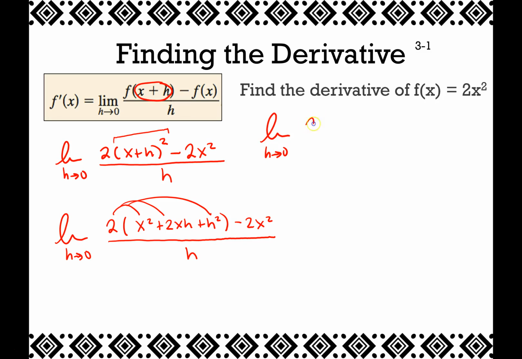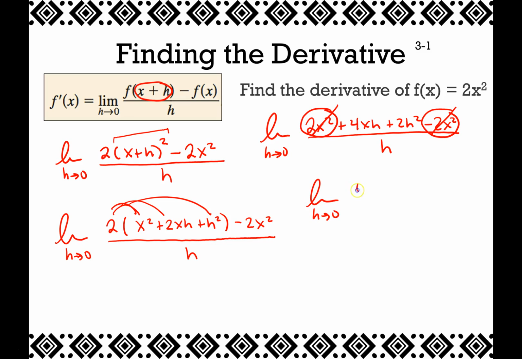All right, so this is going to be a 2x squared. See, I'm doing this first one. Plus a 4xh plus a 2h squared minus a 2x squared all over h. And what you see happening here is that everything's going to cancel out except for things with h in it, which is really good. So my 2x squared and my minus 2x squared disappear. So this is going to be the limit as h approaches 0 of a 4xh plus 2h squared over h.